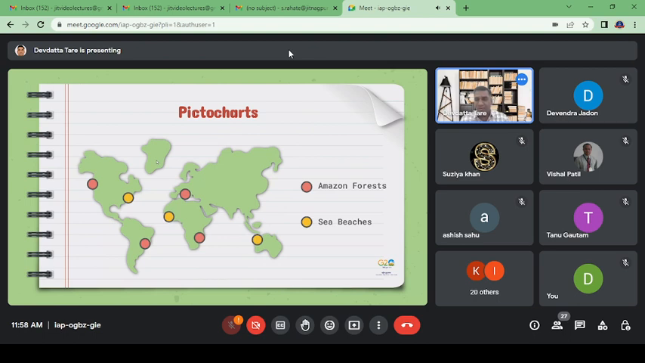The last type is pictocharts. Pictocharts are nothing but using a picture to highlight some data points. So if you have to highlight any particular entity in a graph, in a geography, in a display, you use these kinds of pinnings. This is known as pictocharts. So this can be used for your diagrammatic or graphical representation.